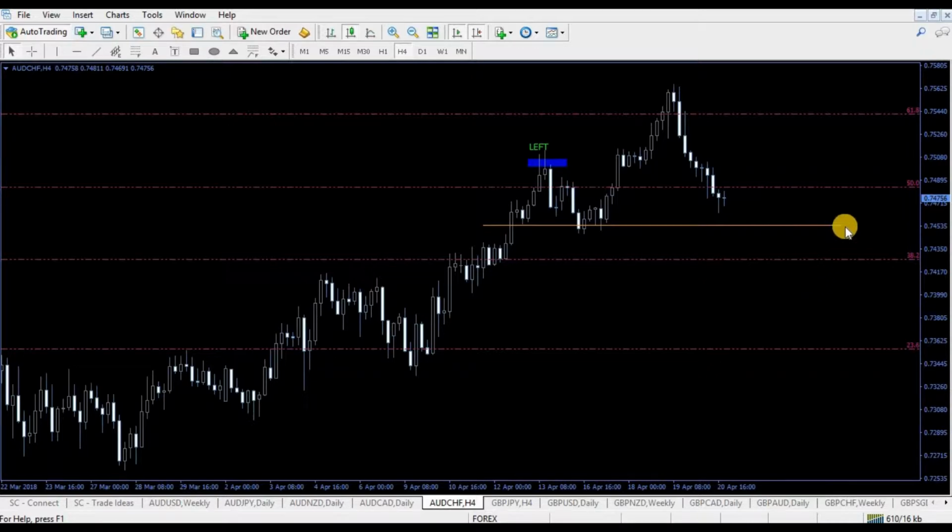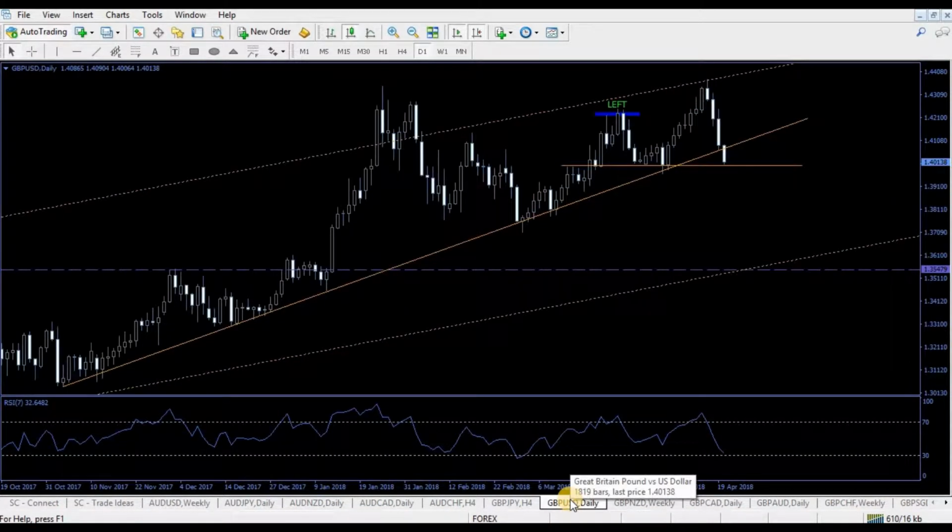I'll wait for the break of the neckline, a retest under, and then continue short back down to these fractal lows in here. So that is potentially trade number 1 for the week. So skipping across to pound USD, we have got another heads and shoulders pattern.